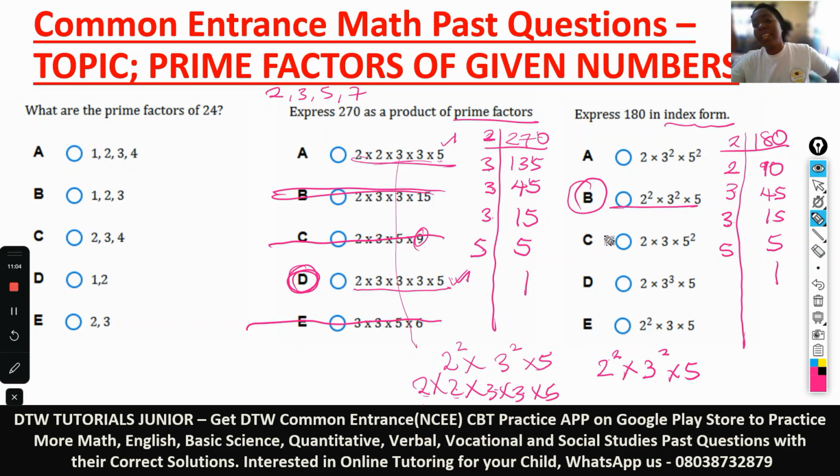I know you will be asking, oh man, how can we use the elimination method? Now, using the elimination method here is going to take time. When you look at some questions and you see the elimination method will take time, why do I say it will take time? Because you have to start multiplying all this to see which one will give you 180. But this method is usually faster for this particular question. Just rule your line, do your division, and raise to the index form, and you get your answer. All right, kids, we've come to the end of today's past question. We've just solved under prime factors.